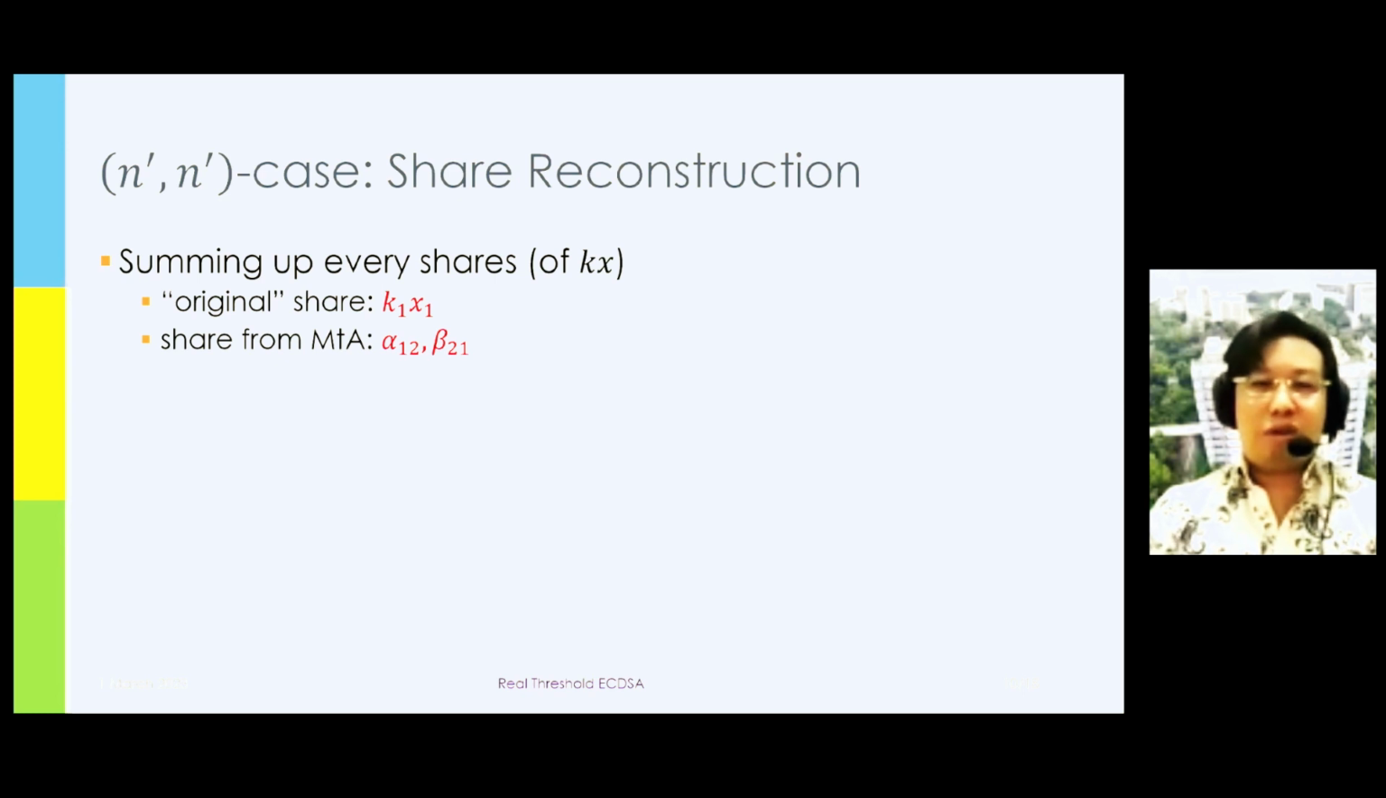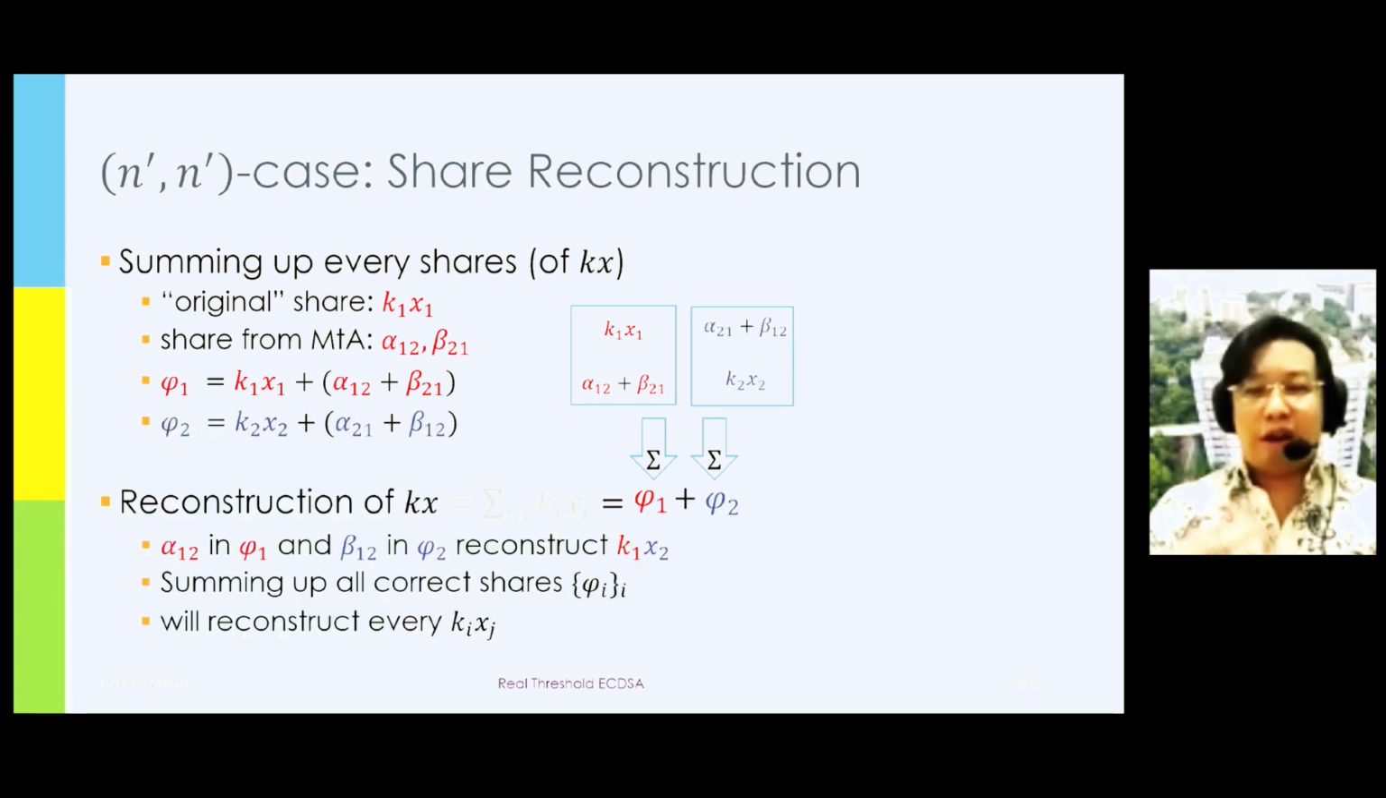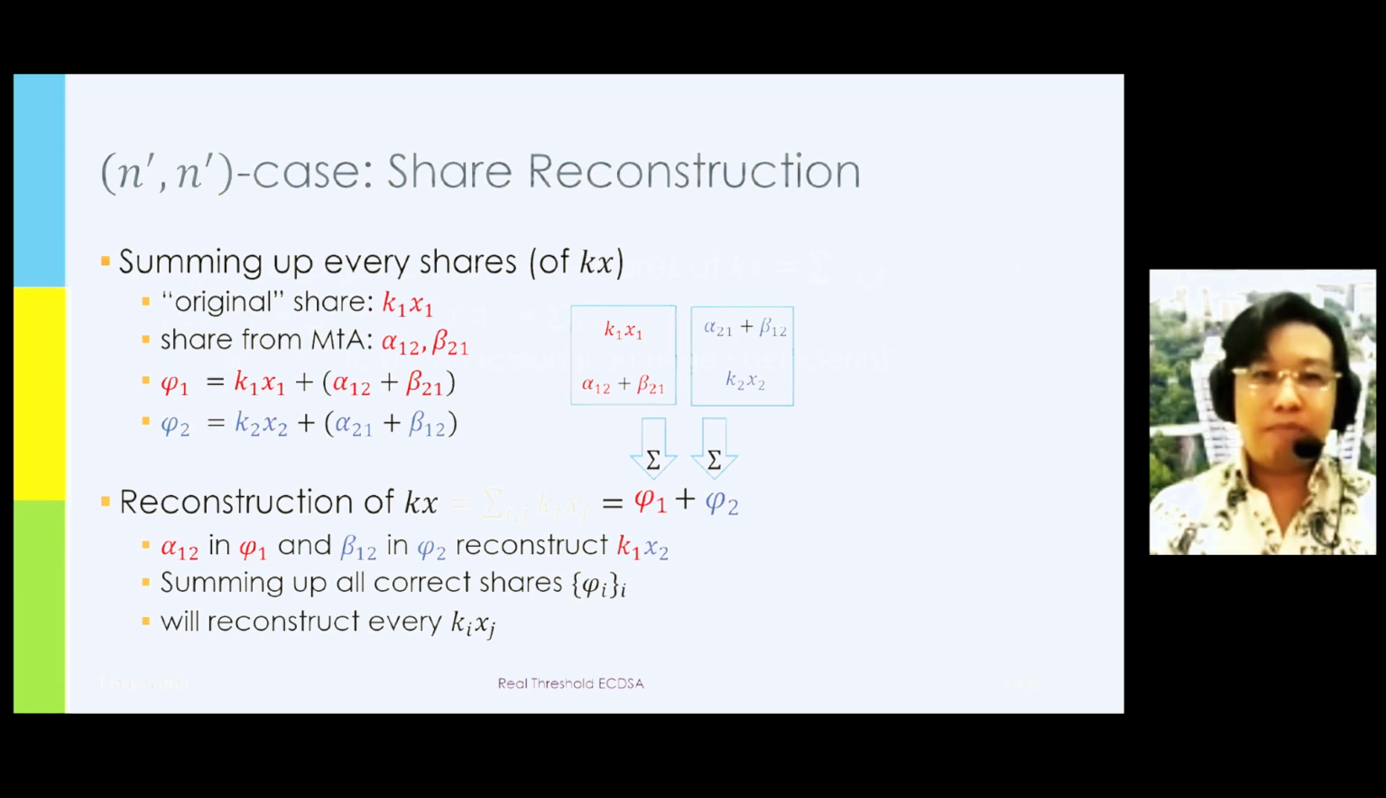So to complete the signature process, we need to reconstruct the share. We basically sum up every share of KS. We have the original share from party 1, K1 and S1, and we have the share from MTA, those alpha and beta terms. So we just add them together. Party 2 also does something similar. So according to what we have built up, they can reconstruct KS, and then they can reconstruct all these different KiSi terms and eventually complete the signature. So that is a very rough overview of the existing idea.